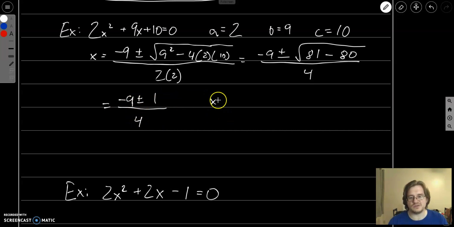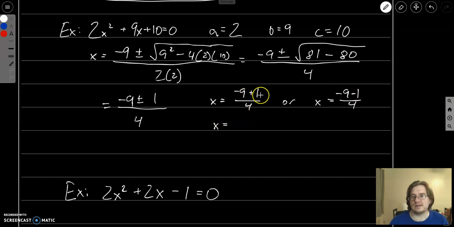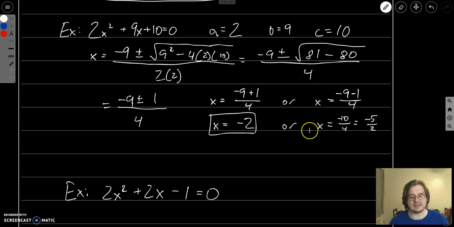So let's write down both of our solutions. We have x, one solution we will add, so negative 9 plus 1 over 4, or the second solution will be negative 9 minus 1 divided by 4. So for the first one, negative 9 plus 1 is negative 8, and if we divide that by 4, we get negative 2. Or in the second one, we have negative 9 minus 1, which happens to be negative 10, divided by 4, which we can simplify on the fly to be negative 5 divided by 2. Cancel a 2 off the top and the bottom. So we have two solutions, x is equal to negative 2, and x is equal to negative 5 halves.